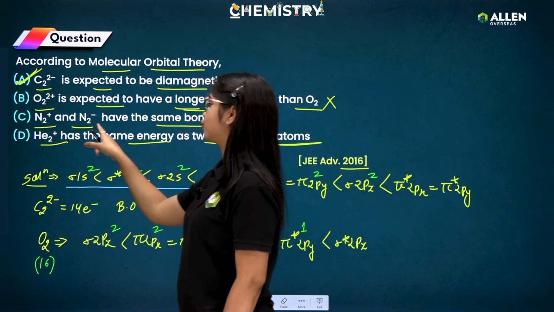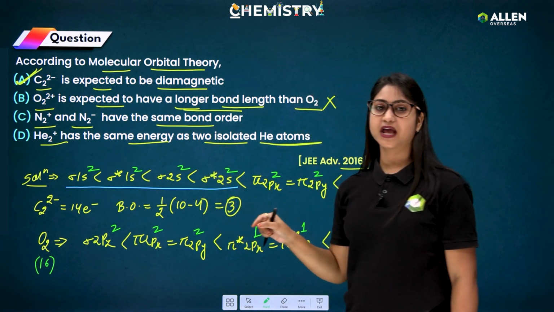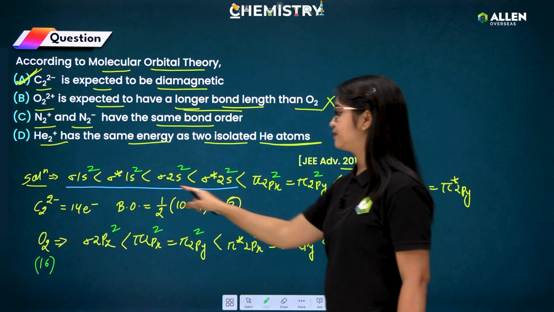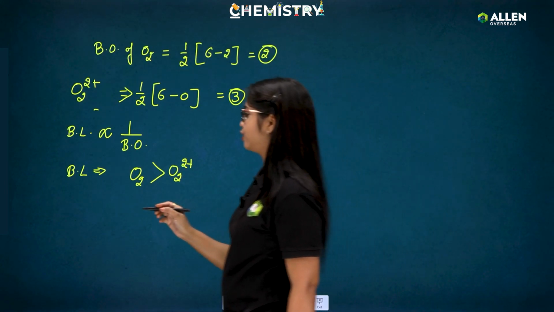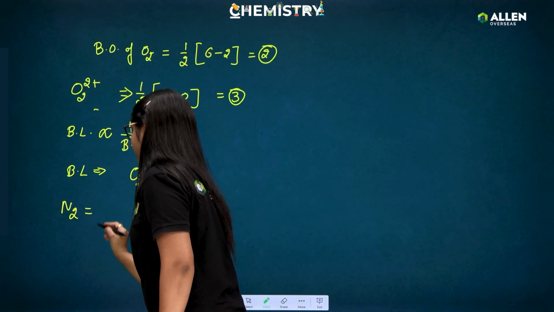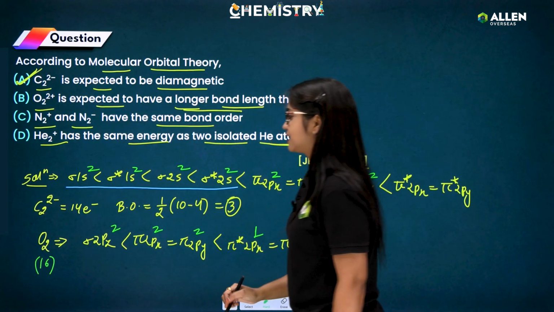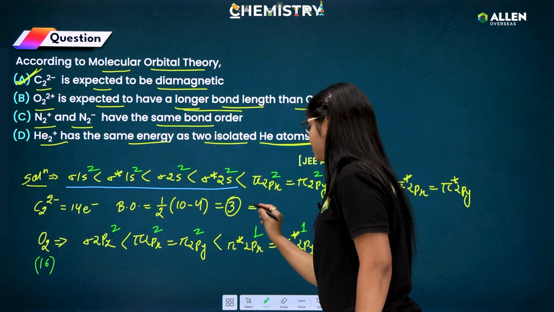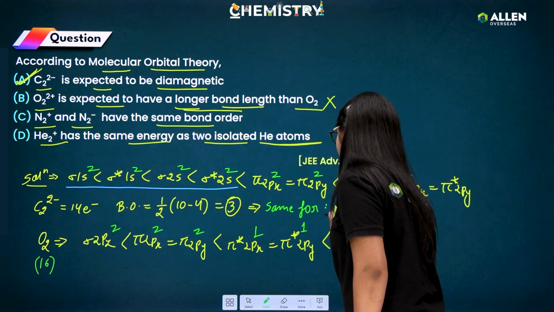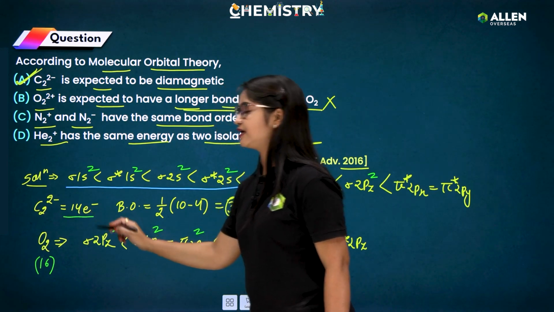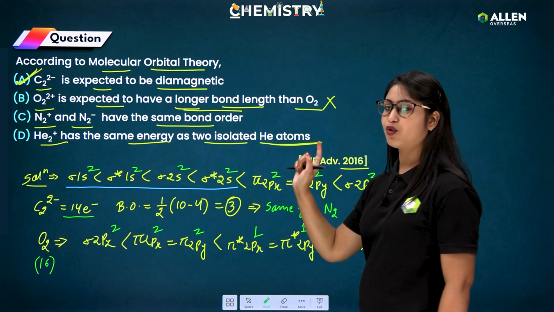Now in option C you have N2 plus and N2 minus, which are said to have the same bond order. So let's find out. Now you don't have to write the energy order again, because we have already written it for the sp mixing. For neutral N2, having no charge, the bond order is 3, just like C2 2 minus, because N2 also has 14 electrons. This is already written here, so we can solve this directly. For N2 the bond order is 3.